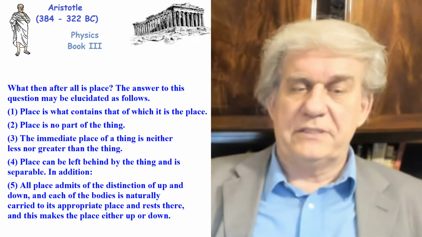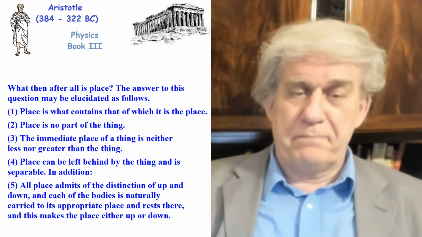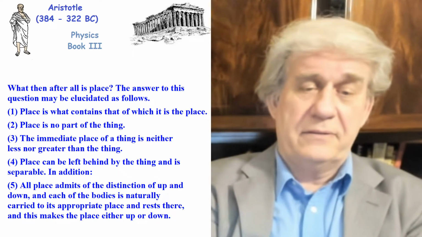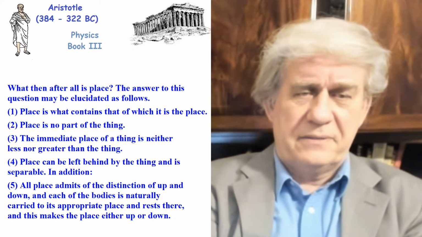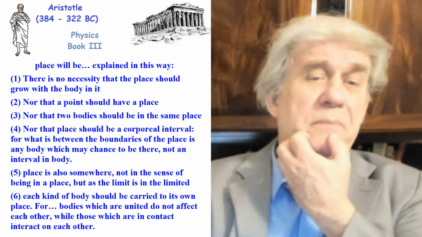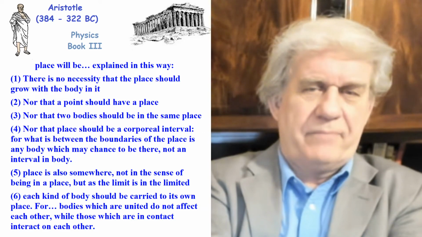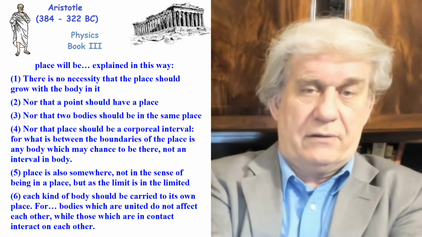All place admits of the distinction of up and down, and each of the bodies is naturally carried to its appropriate place and rests there. And this makes the place either up or down. So he's got another one. I just didn't put it in there because it was not very relevant at all. And so again, I'm looking for a definition, and I'm not going to get anything beyond boundary. Because when he goes next, he says place will be explained in this way. He's going to explain what place is instead of defining it. He gives you already the notion of boundary, and that's your best definition, or what he's saying.